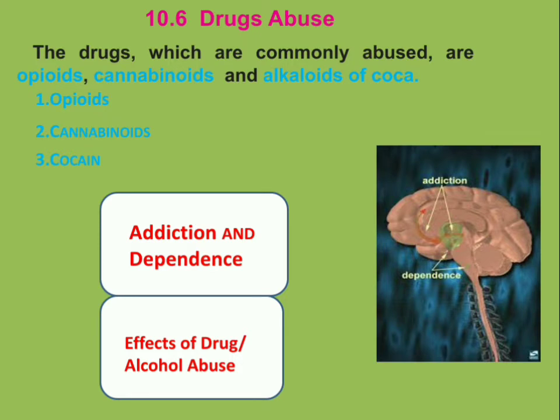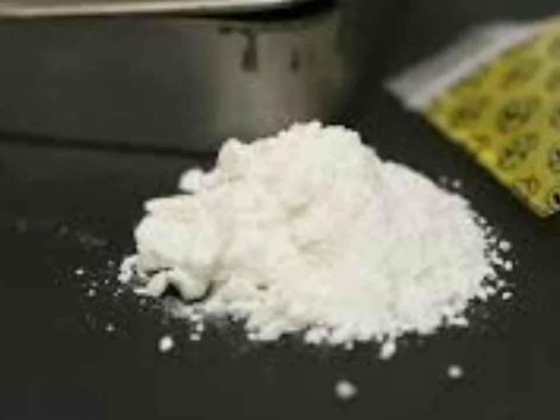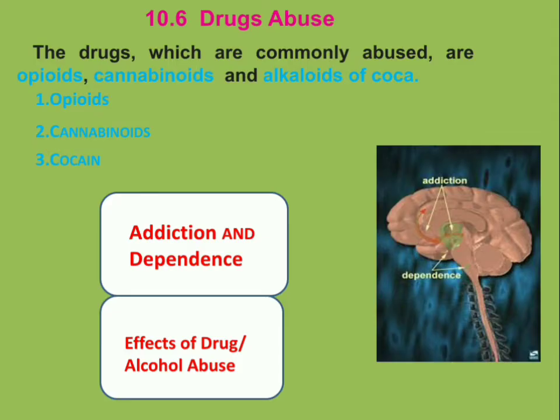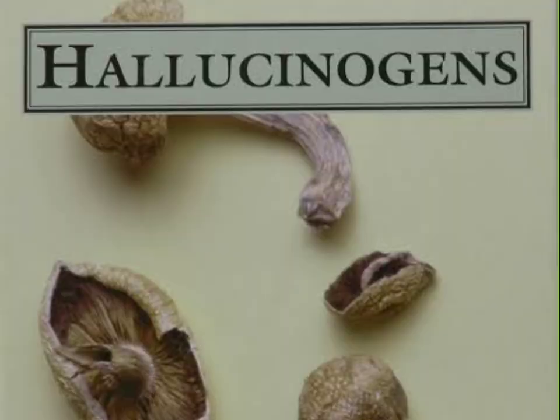And the third is cocaine. This is an alkaloid obtained from the coca plant, that is Erythroxylum coca. It increases the level of neurotransmitter dopamine. Its excessive dosage causes extreme happiness, irritability, and paranoia.